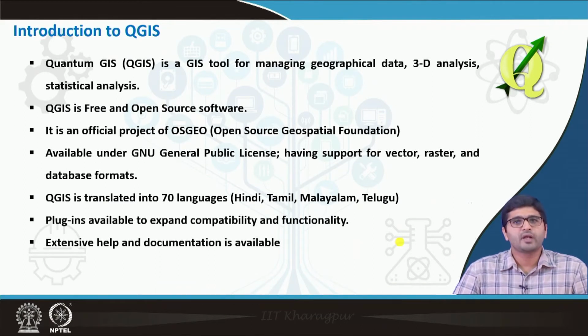For example, it can handle shape files, GeoJSON or JSON files in terms of vector data, or raster data such as TIFF, GeoTIFF or IMG formats, and it can handle various database formats such as .csv files or DBF files, etc. QGIS is translated into 70 different world languages, including Indian languages such as Hindi, Tamil, Malayalam, Telugu.